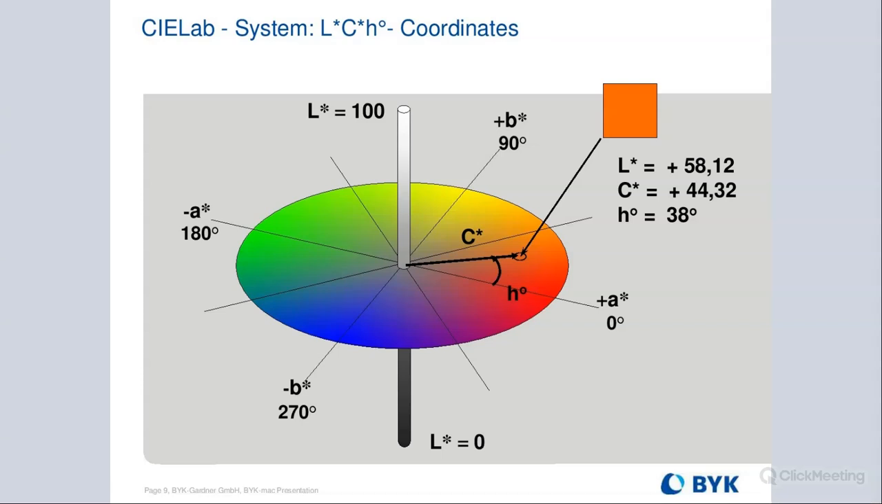So if we start at the 0 point and move out 44 units, we find ourselves in the orange region. So it's a pretty chromatic color already. And then we look at our hue angle, starting at the A axis, where we see a positive 38. So we move that up 38 units or 38 degrees, and that gives us another orange color. So that's essentially how that system works there.